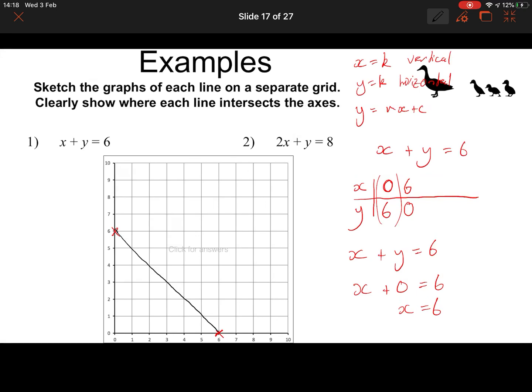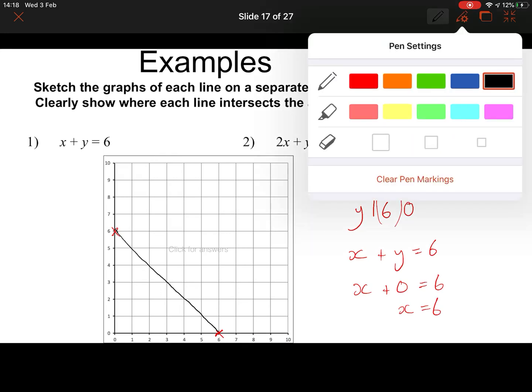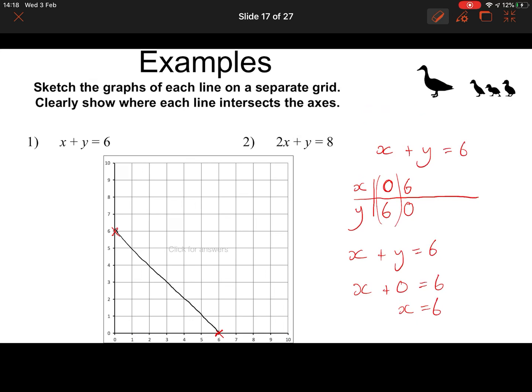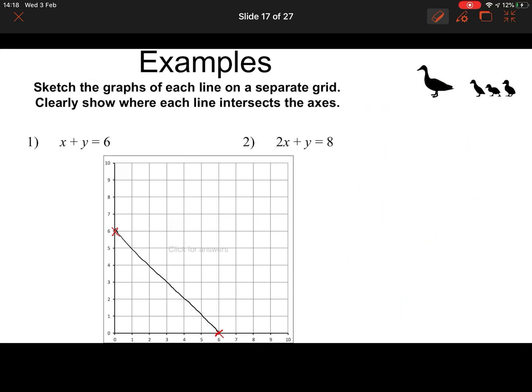And there's my line. So remember, with a line, you only need to know 2 points, and you can just use a ruler to connect them up. So why not pick the 2 points where x equals 0 is one of your points and y equals 0 is your other point? Makes it really, really easy.